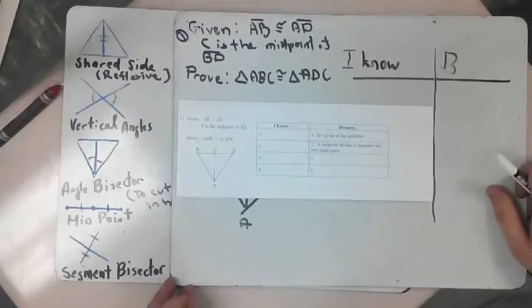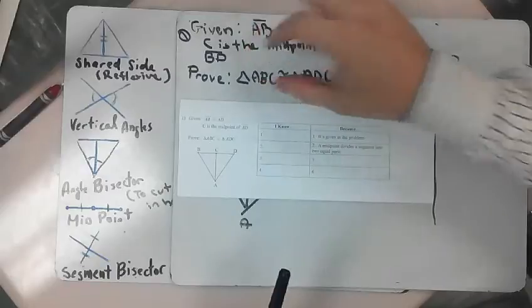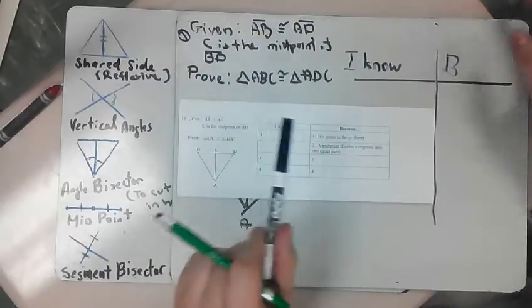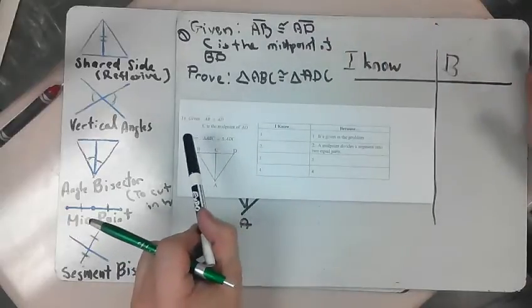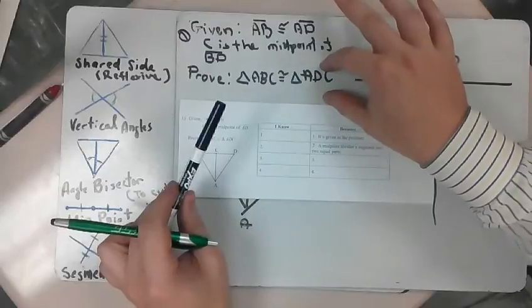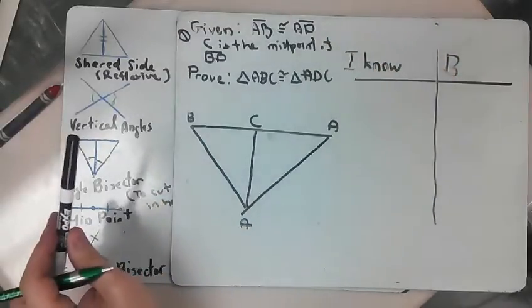So let's look at example number 1. What they want us to prove is that triangle ABC is congruent to triangle ADC, given these facts. So this is provable. We just have to find a way to do it. So let's see what facts they gave us.